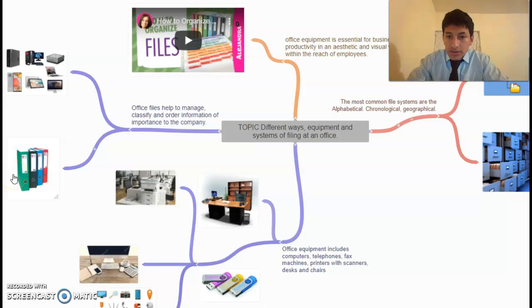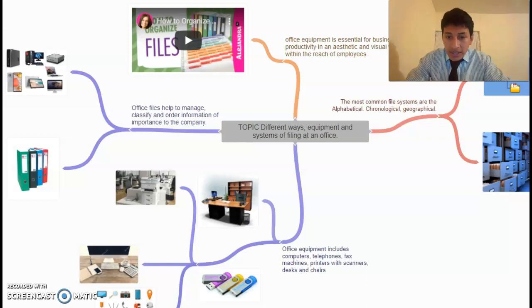Topic: different ways, equipment and systems of filing in an office. Office equipment is essential for boosting productivity in an efficient and visual way for the range of employees. Office files help to manage, classify, and order information of importance to the company.